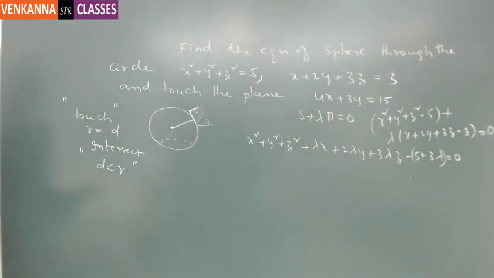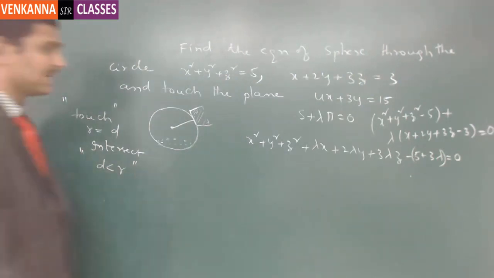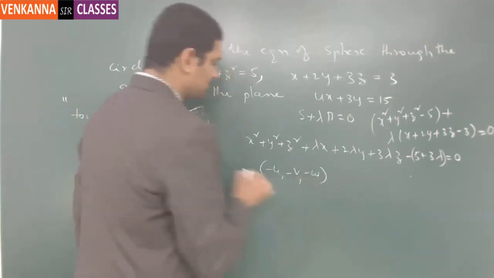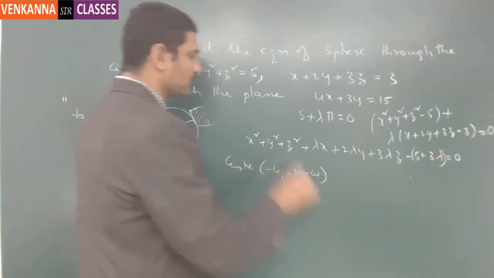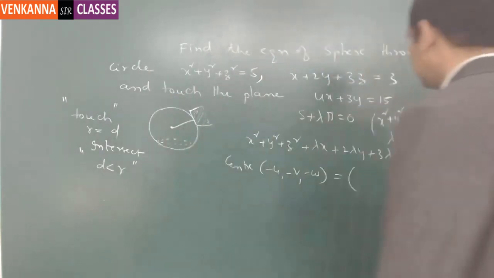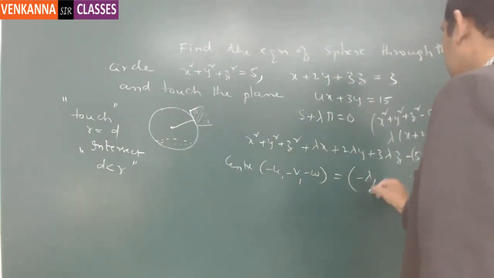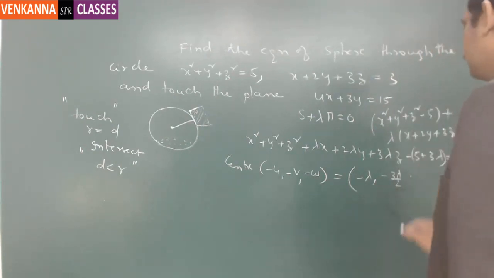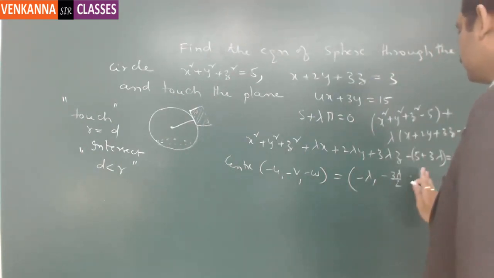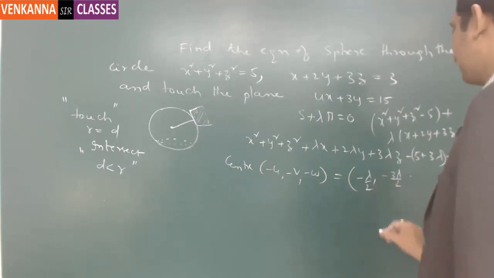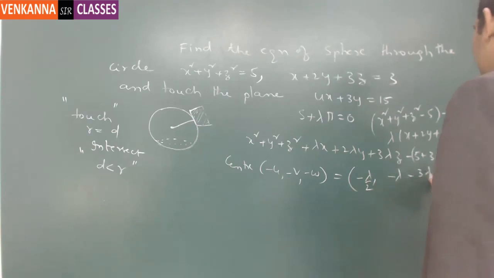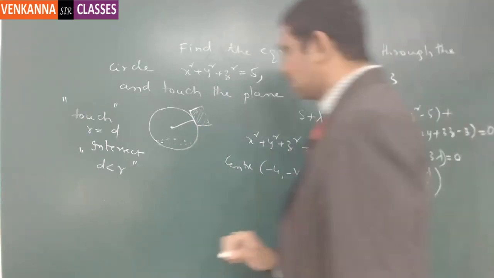That was the thing. Now first we calculate the center. The center is nothing but minus u, minus v, minus w, the center formula. So if you observe, it is nothing but minus lambda by 2, minus 2 lambda by 2, minus 3 lambda by 2. Accepted?